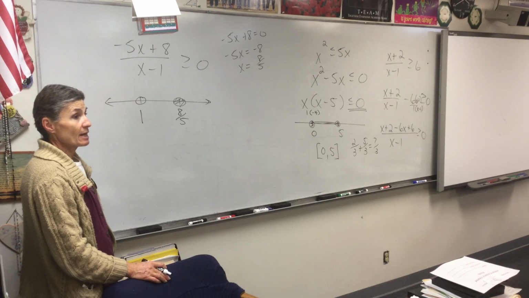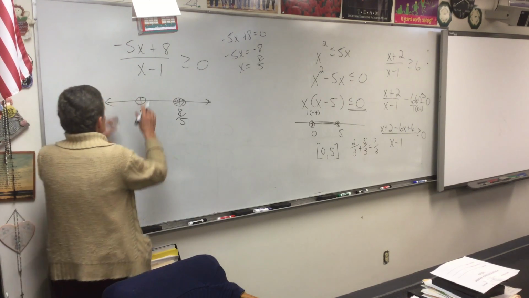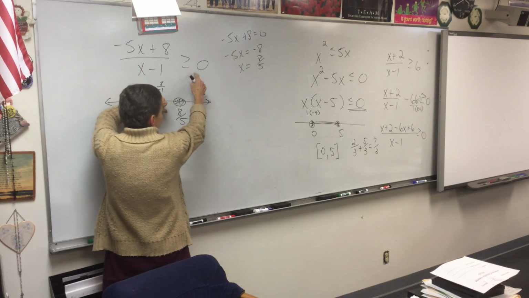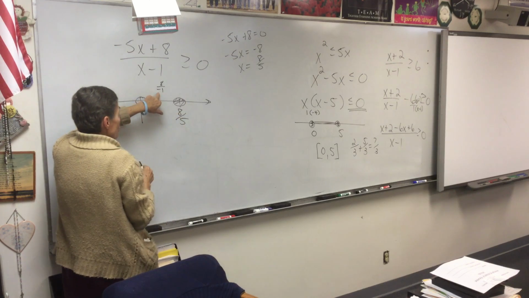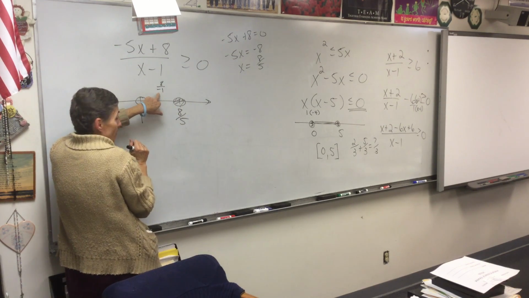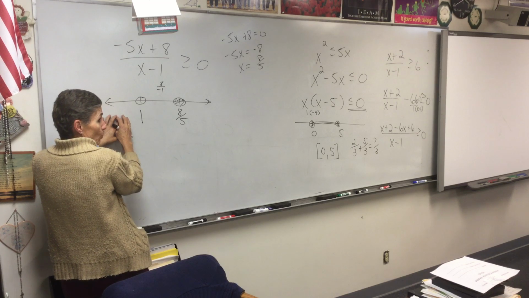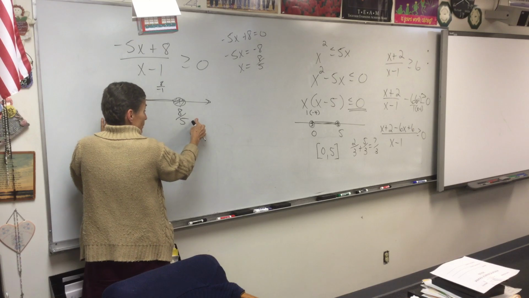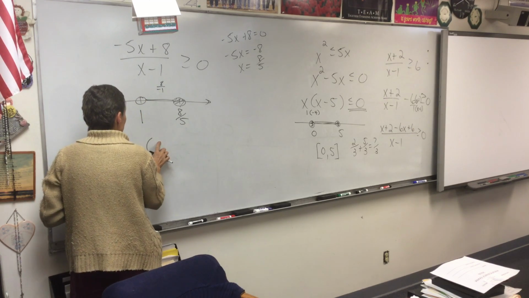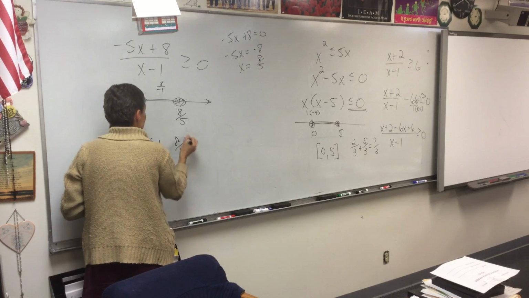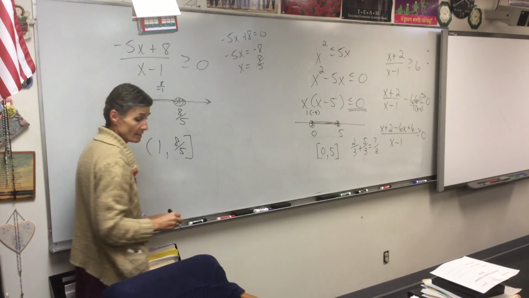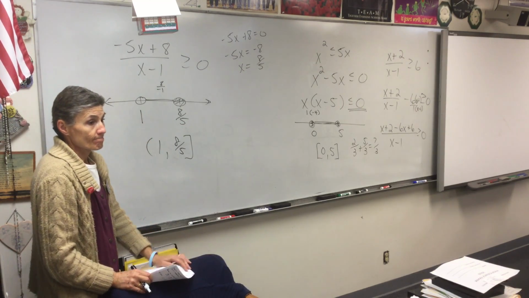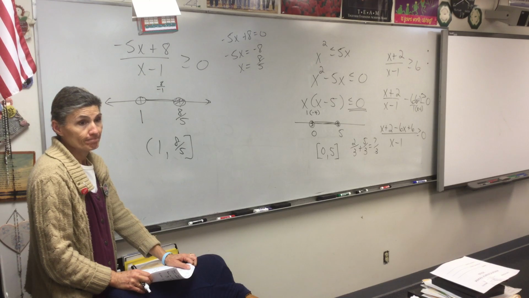All right, can I use 0 this time as my test number? Yes. So I'll put 0 in, and I get 8 over negative 1. Does that fit with what I want? Nope, because that's negative and that's positive. So 0 didn't work, which means this will and that won't. So my answer is everything from 1 to 8/5, including 8/5. All right?